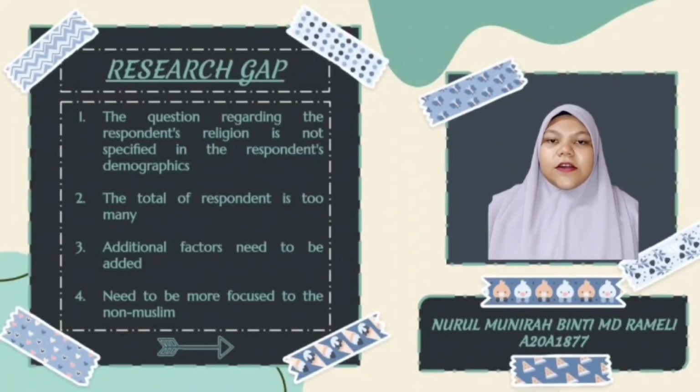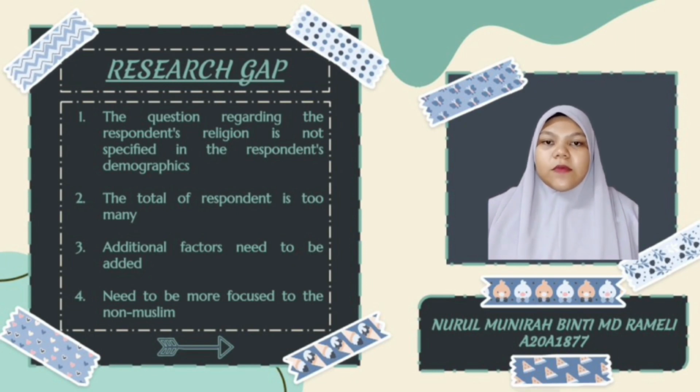I believe that there is no single research report that is perfect research. It is the same with the research report that we have been using for our research proposal. So now I will talk about the research gap for the research article that we have been using. The first research gap that I found was the question regarding the respondent's religion. It's not specified in the respondent demographic. The solution for this research gap is that future research just needs to add the religious part in the demography of their survey for the next research.